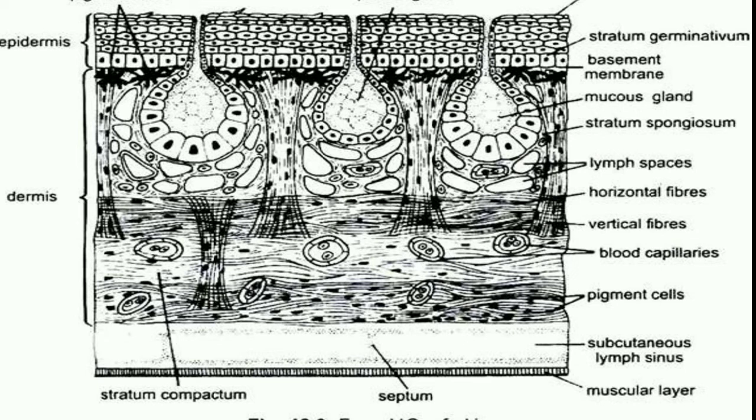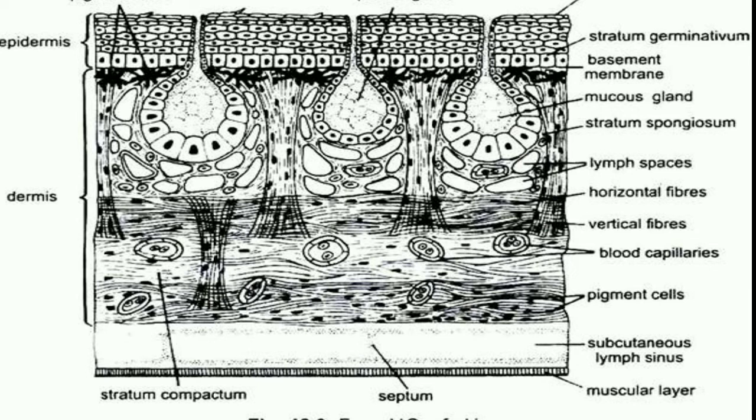Now the most important part is the dermis of frog. Okay, dermis is made up of connective tissue. It is mesodermal in origin. And see, it has two regions. The upper part is stratum spongiosum and the lower part is stratum compactum. Stratum spongiosum is the outer and spongy part. It contains blood capillaries, lymph capillaries, and very importantly, it contains a large number of flask shaped mucus glands. So abundant mucus glands are present in stratum spongiosum.